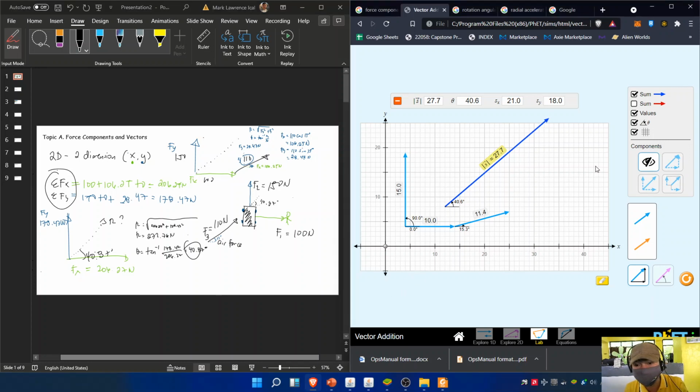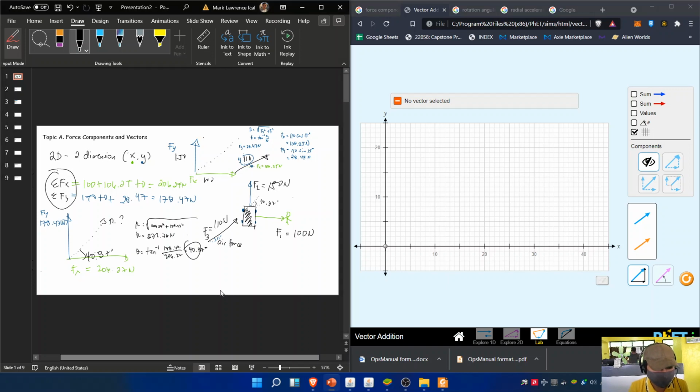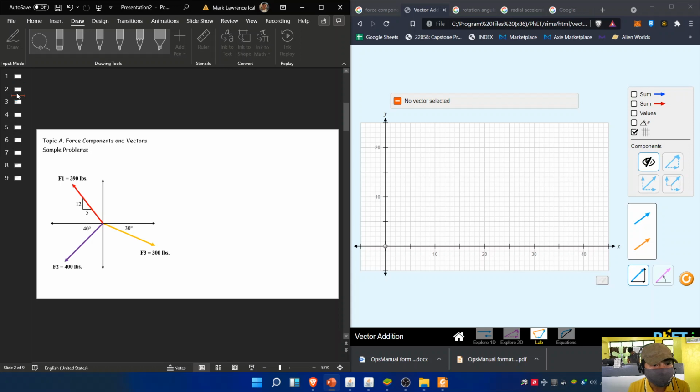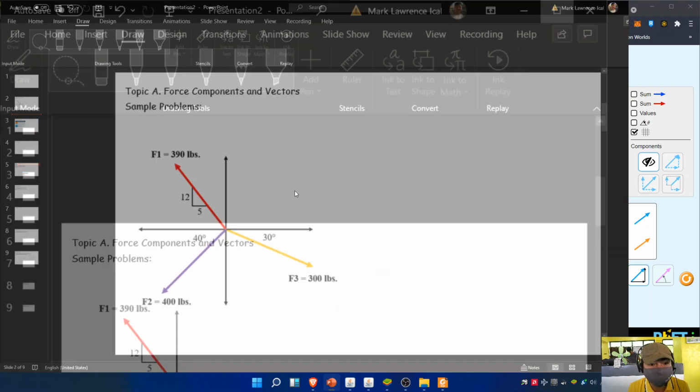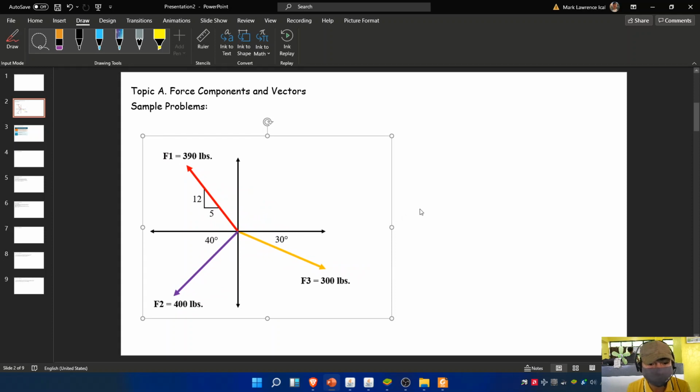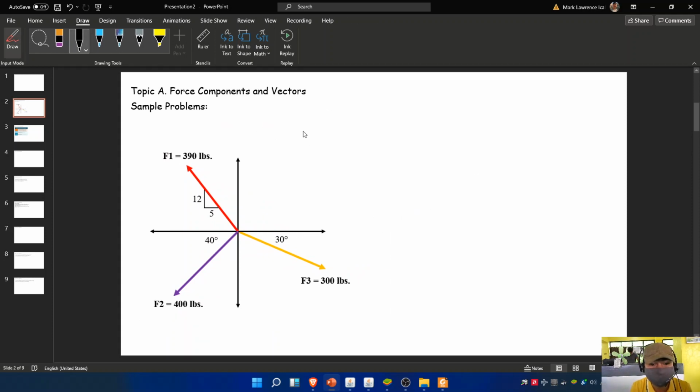But you can always try to use this vector lab, using the PhET simulation. Okay, alright, so let's do this one. I think this is worthy of an assignment. Maybe I'll just post this as an assignment, not a sample problem. So, this is the assignment.